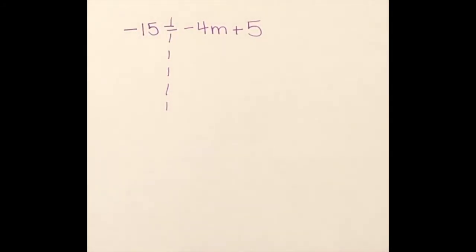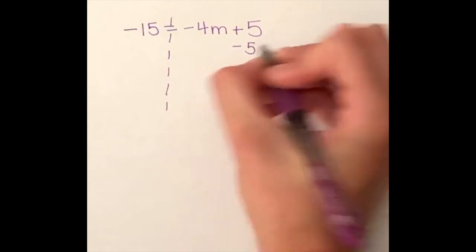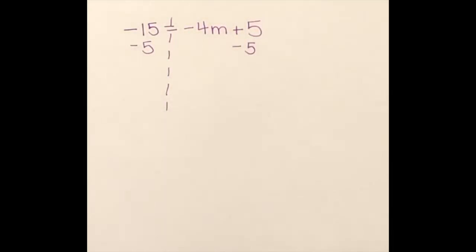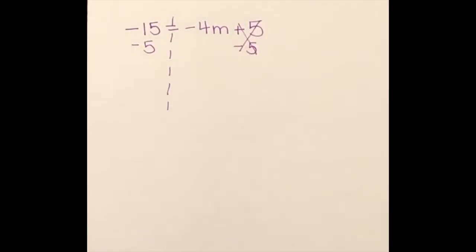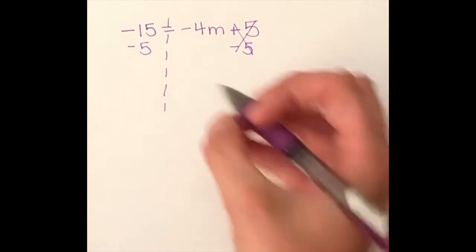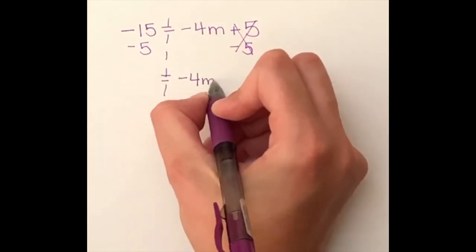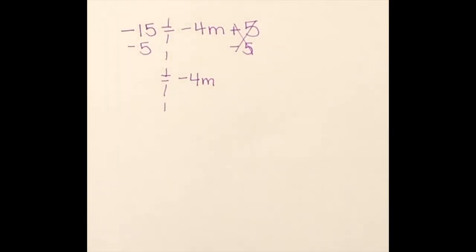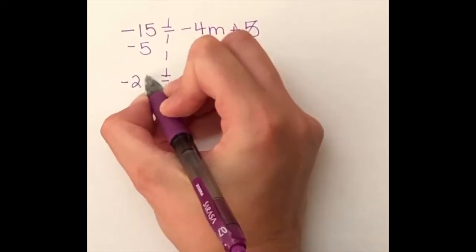What is the inverse operation of addition? Yep, subtraction. So we're going to subtract 5 on both sides. These cancel out, which is exactly what I want. Now I'm left with negative 4m on the right-hand side, and now I can combine like terms. Negative 15 minus 5 is negative 20.